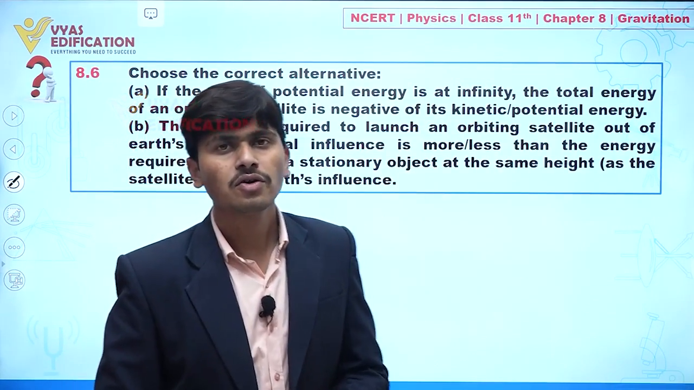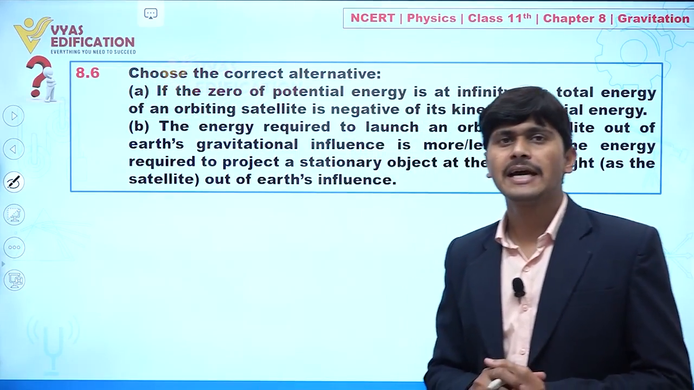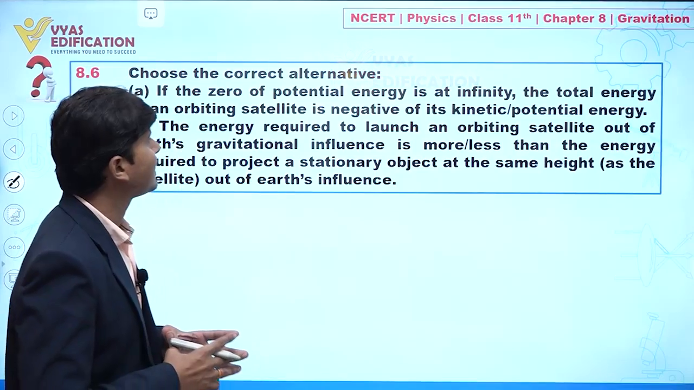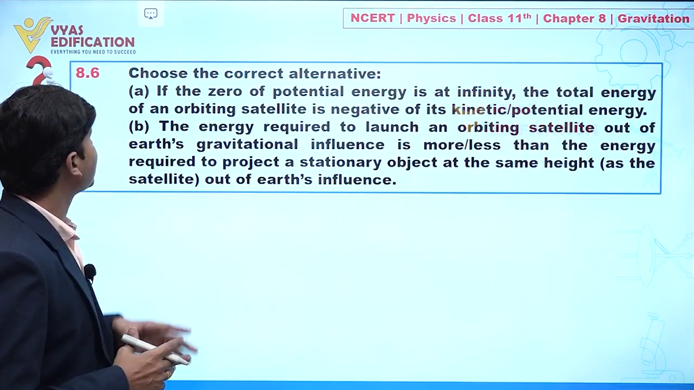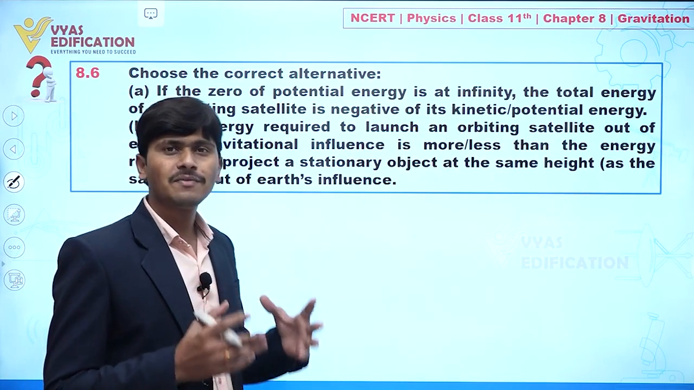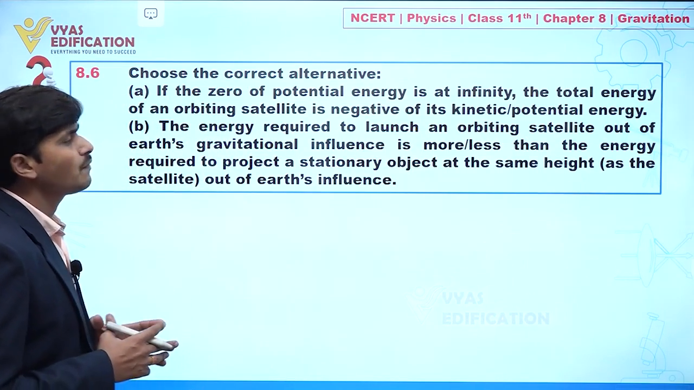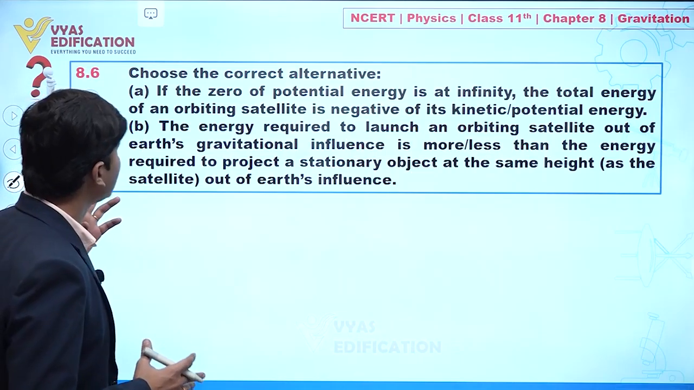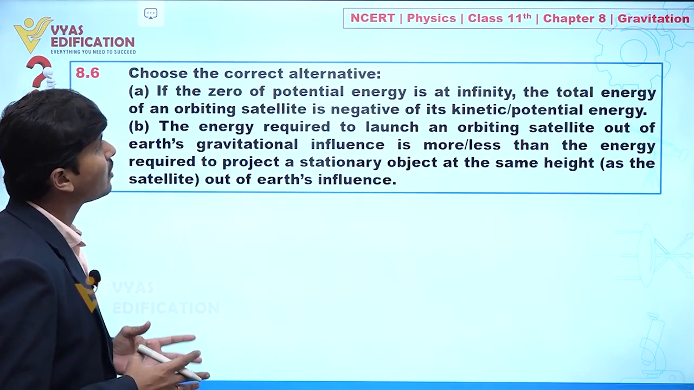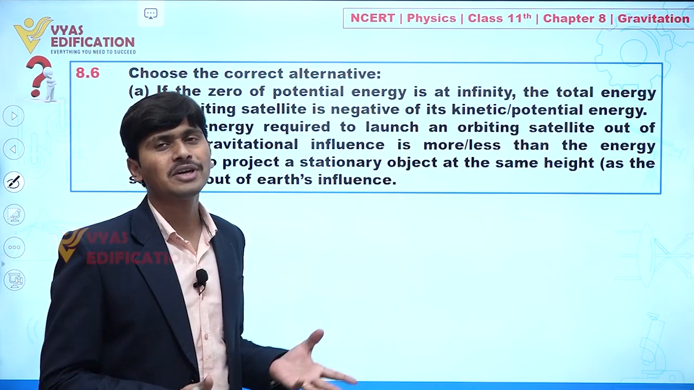Now we are going to solve question number 8.6, and in this question it is given to you, choose the correct alternative. Clear? In the first part it is given, if we are taking zero of potential energy at infinity, then we have to find what is the total energy of an orbiting satellite. It is negative of its kinetic energy or potential energy.